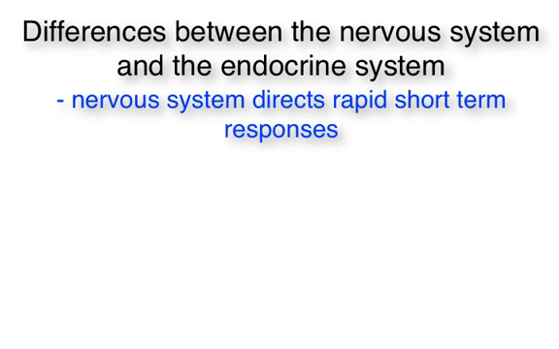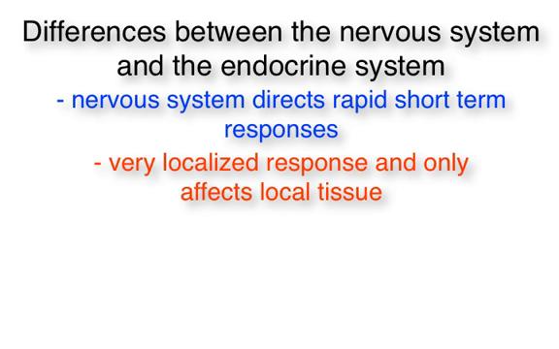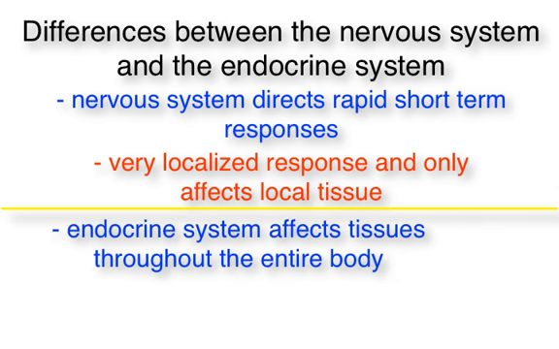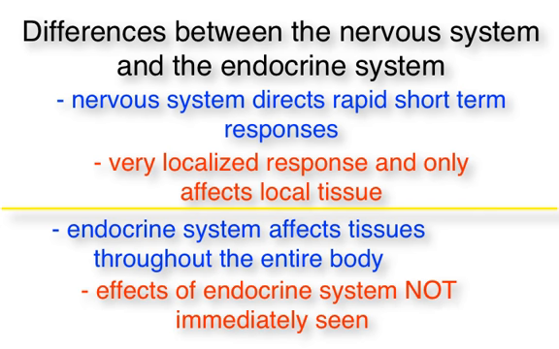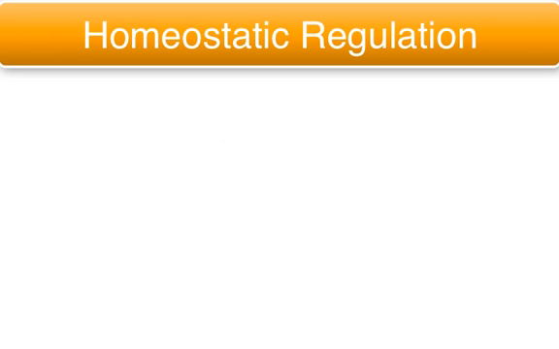The nervous system directs very rapid short-term responses like pulling away from touching a hot stove. This response is very localized and only affects the area touching the hot stove. The endocrine system, in contrast, releases hormones that affect tissues and organs throughout the entire body. These responses may not immediately be observed, such as the regulation of blood volume in the body. Regardless of which system is involved, homeostatic regulation keeps the internal environment within certain limits.